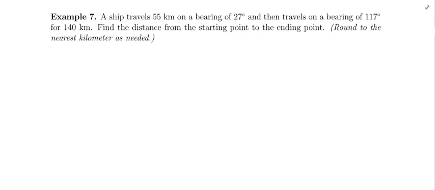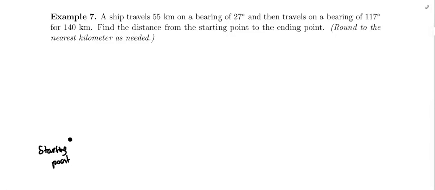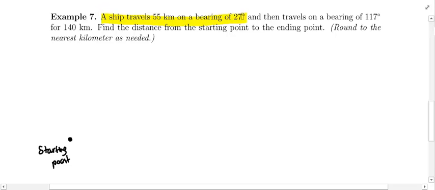So the first thing I'm going to do is draw the ship. The ship has to start somewhere, so I'm just going to pick the point right here and label this as the starting point. And the ship is first going to travel for 55 kilometers on a bearing of 27 degrees. So we're going to start there, and we're going to draw this in.